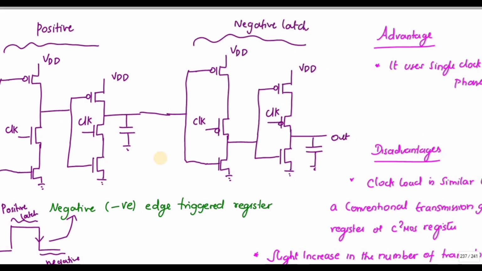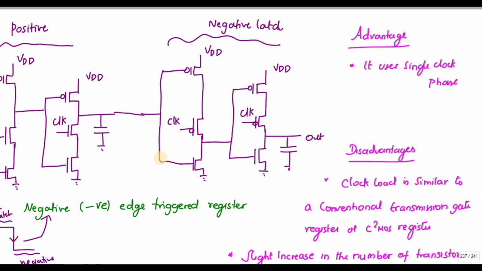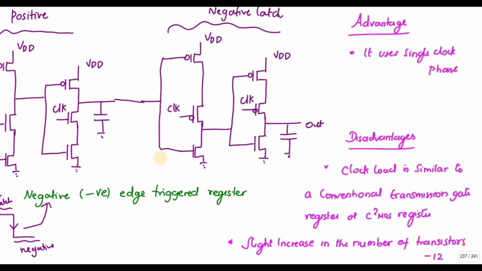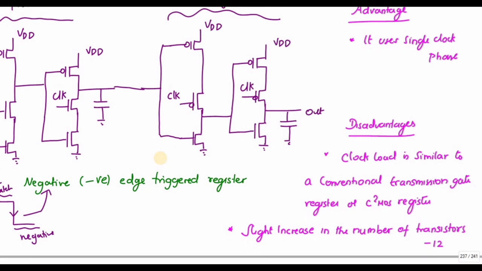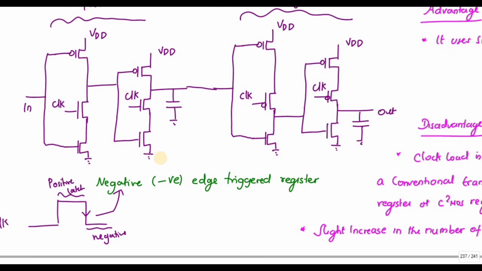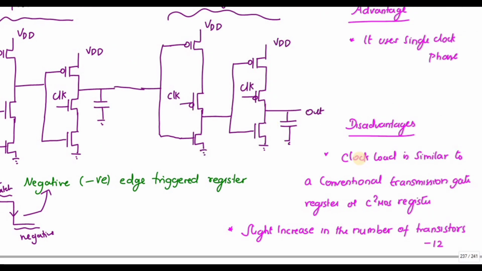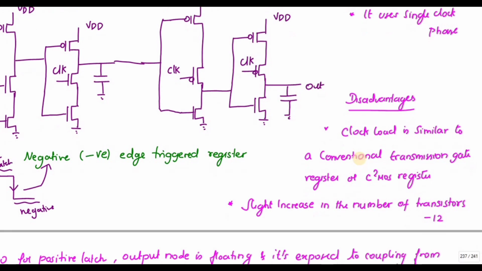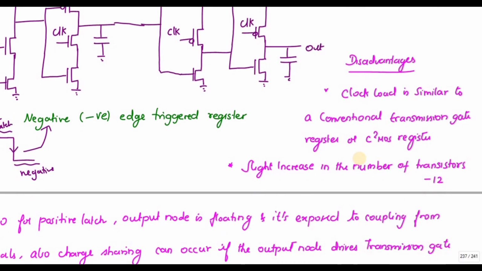So what is the advantage of using this one is it uses a single clock phase. But it has a disadvantage that the clock load is similar to that of the conventional transmission gate register or C-square MOS registers. So you can see how many transistors are there: 3, 6, 9, 12. So there is a slight increase in the number of transistors, that is 12.